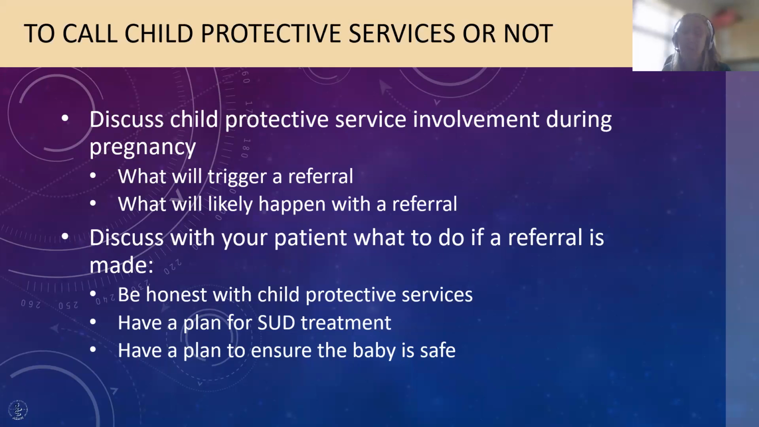So if there is a referral made, I tell them they need to do 3 things. The first is they need to be honest with Child Protective Services. These are people who are used to trying to hide their substance use, both from themselves and from everyone around them for many years. But if they do that with Child Protective Services, unfortunately, Child Protective Services is not going to be as willing to work with them. So really encourage them to be honest, encourage them to have a plan for substance use disorder treatment, and make sure they have a plan to ensure that the baby is safe. This may be that they're going to go stay, as in Sixto's case, with one of their mothers. It may be that they're going to have a relative come stay with them, but make sure that there's a plan to keep the baby safe.